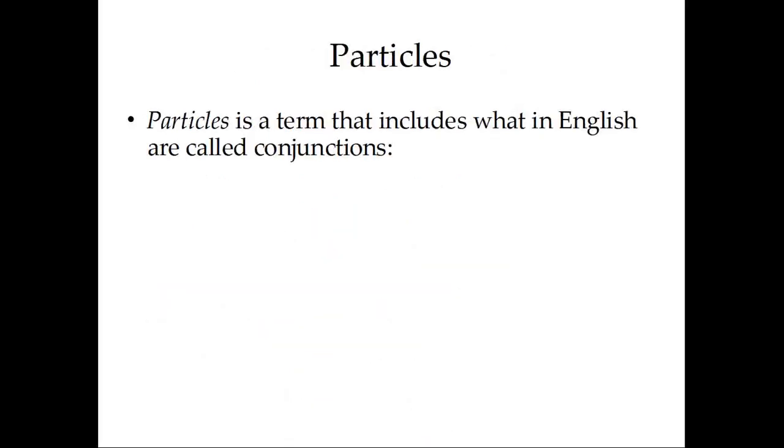Lastly, particles. Particles is a term that includes what in English are called conjunctions. Conjunctions are words that really connect things together, connect sentences together, connect words and sentences together. They conjoin things. They connect them. It's really a good synonym. Kai, the conjunction kai, means and in English. Again, we would probably call and a conjunction and kai a particle, though terminology is not always consistent in Greek.